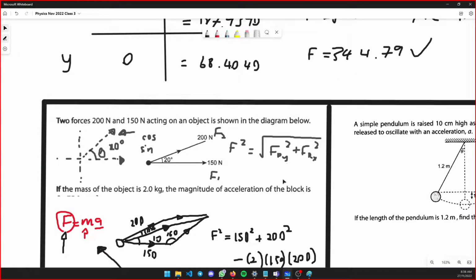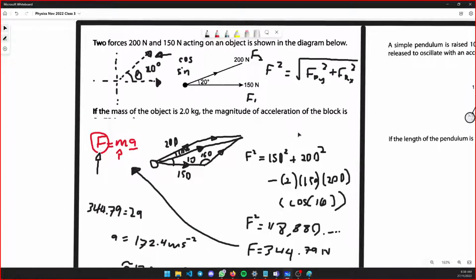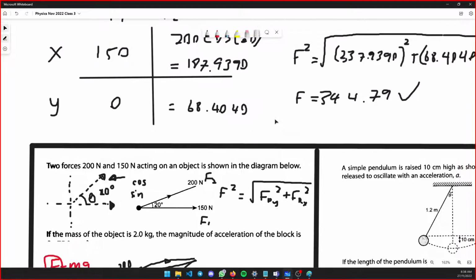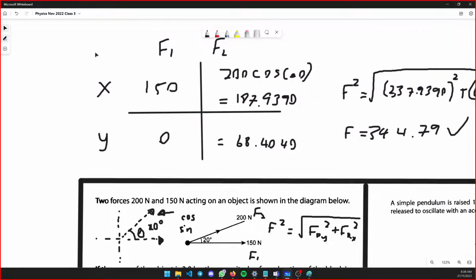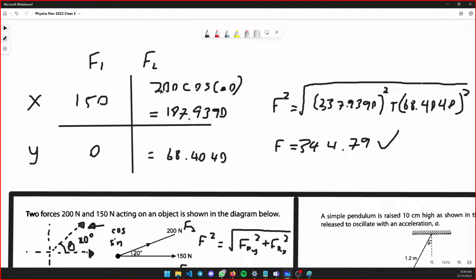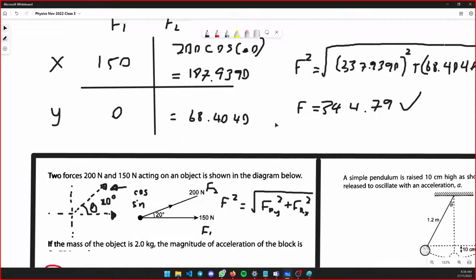If you ever forget how to do the parallelogram method, let's say you forgot your maths somehow, I know it happens, don't worry. You can always rely on these components. Always break it down into its components and then just add all the components together. Since they are all vector values, you can just add them. What I mean by vector values is that they have direction. This is moving in the x-axis, this is moving in the y-axis.